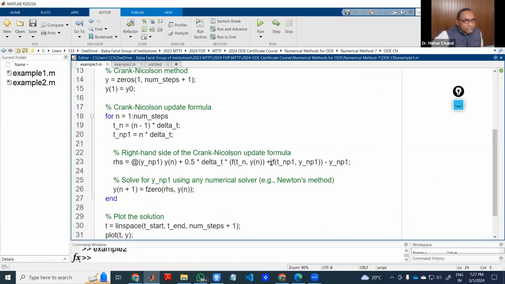Then this is the next value, t(n+1) and y(n+1), that is computed here.